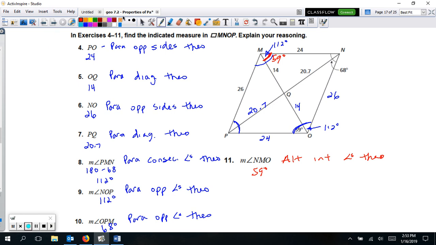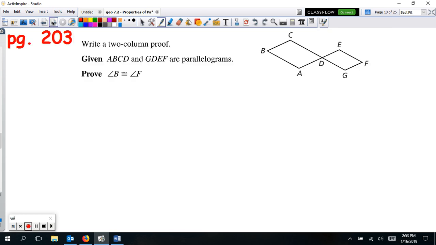So if you go back a page, we're going to do a proof right now. Back one page, on page 203. So on page 203, you have a notes section right there at the bottom of the page. Nice big section there to write this in. So you're just going to copy this. Just go ahead and copy: given ABCD and GDEF are parallelograms. Prove angle B is congruent to angle F. So write this in the notes section. There's two notes sections. You can probably just put it at the bottom, which is a little bit bigger.